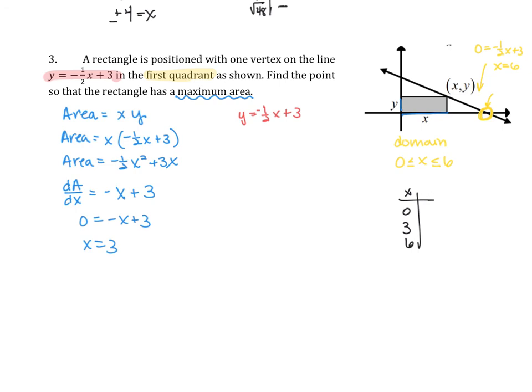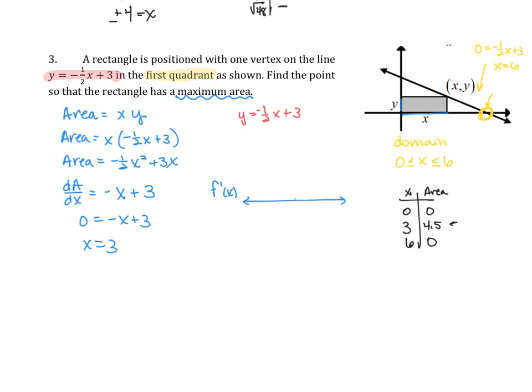Let's change that to say the area function, just so we know. We could plug it in there to figure out which one's the max. 0 is going to be 0. 3 is going to be -1/2 of 9 plus 9, so 4.5. And 6, if we plug 6 in, is going to be -1/2 of 36, so -18 plus 18 is going to be 0. We know where our max is, but we could also have done this using our first derivative chart.